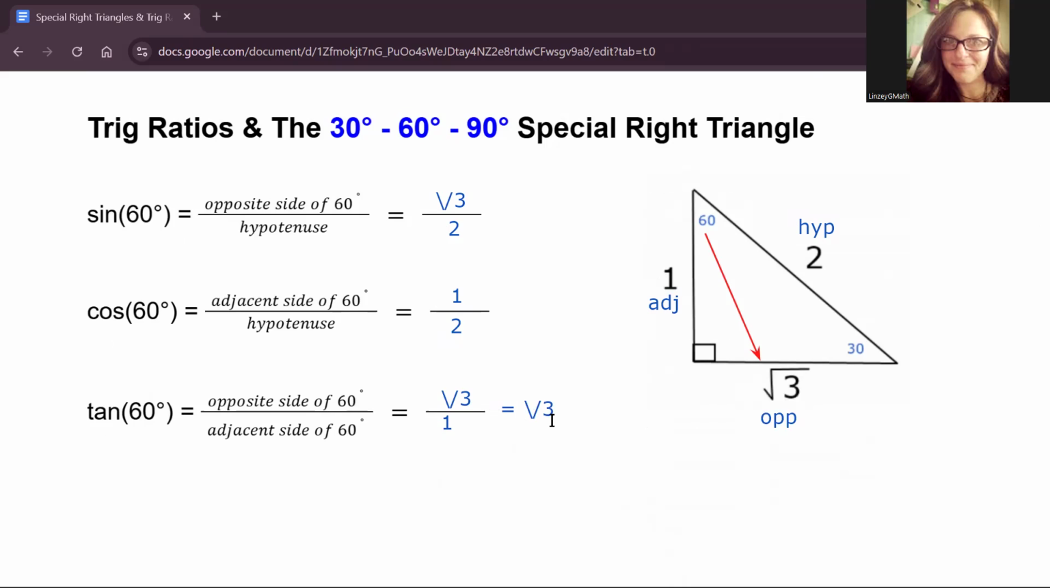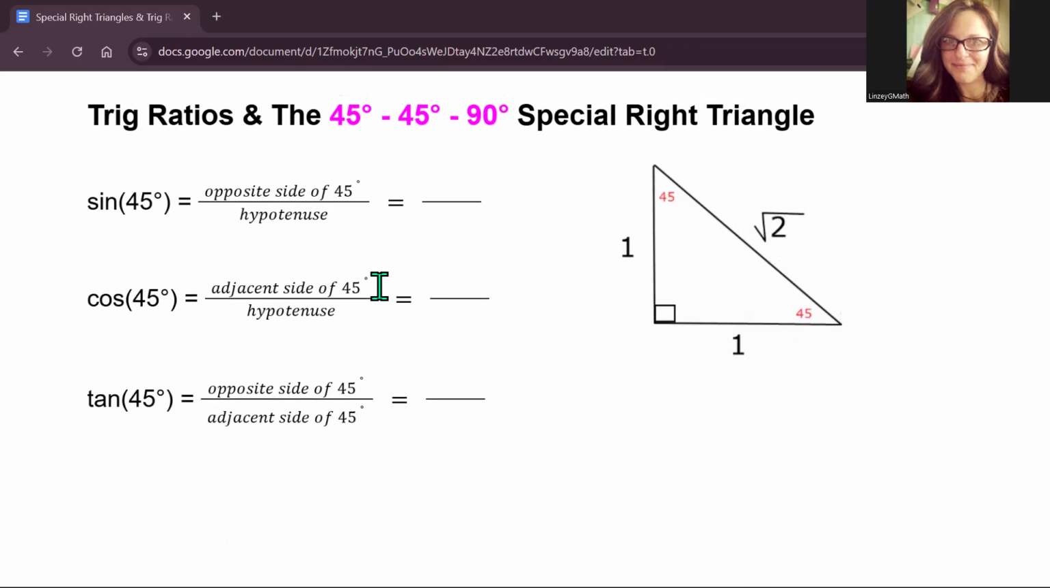And let's take a look at our other triangle, 45, 45, 90 special right triangle. The hypotenuse is always the side opposite the right angle. And then the other two sides don't really matter. They could be the opposite or the adjacent. They're kind of interchangeable since they're both 1.